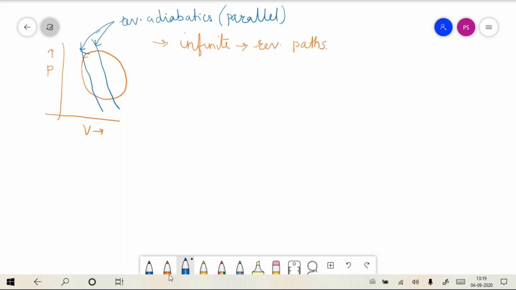Okay. So let us say this reversible heat transfer is del Q1, and it happens at a temperature T1.